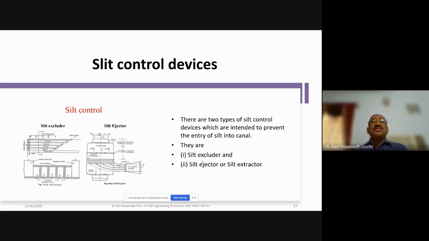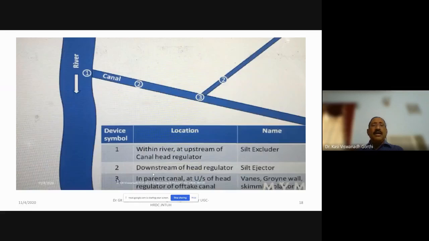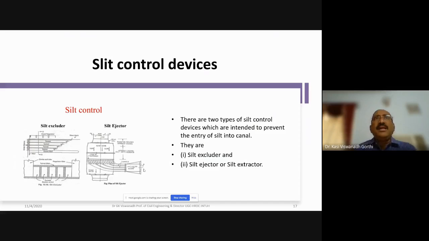Second one is about the silt control devices. How to control the silt? As we already saw in the previous figure, in the first figure itself, the water is allowed to flow as clear as possible into the canals. So what we need to do? We need to see that almost or nearly fresh water should enter without having any sediment carried along with that.